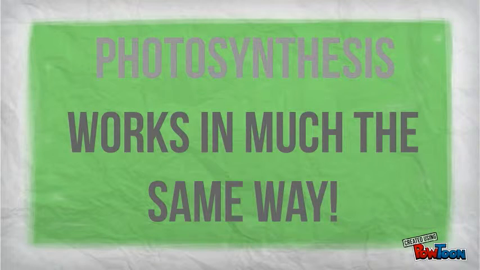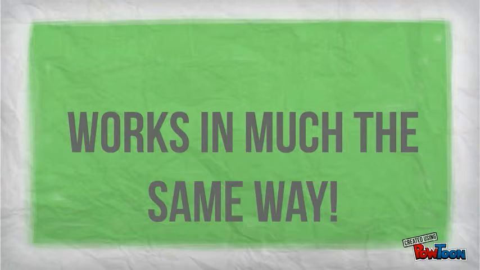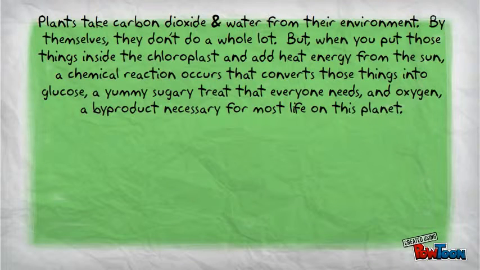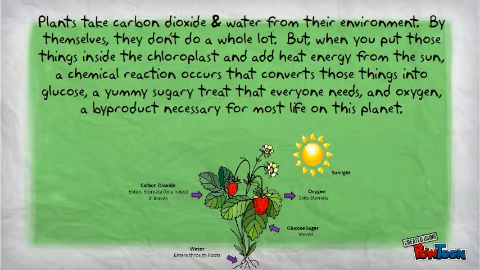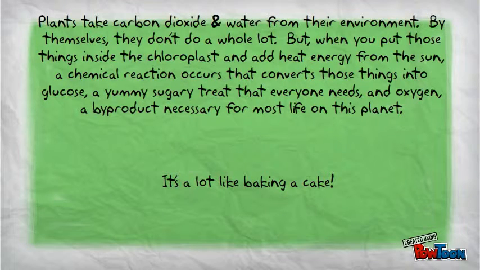Photosynthesis works much in the same way. Plants take carbon dioxide and water from the environment. By themselves, they don't do a lot. But when you put those things inside the chloroplast and add heat from the sun, the chemical reaction occurs that converts those things into glucose, which is a sugar that everyone needs, and oxygen, which is the byproduct necessary for most life on this planet.